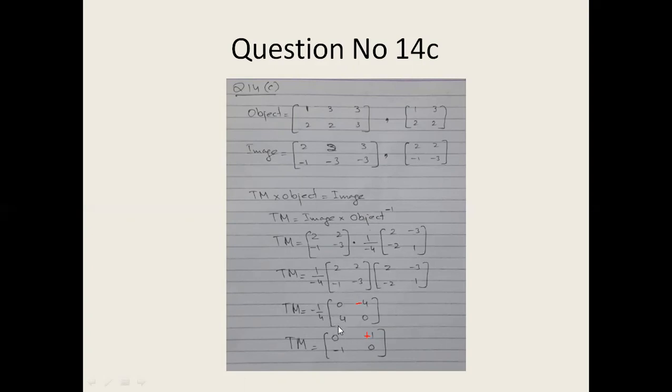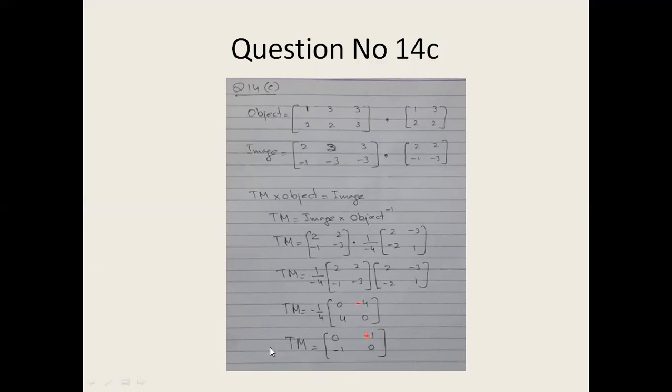So minus 2 plus 6 is 4. And then this row will multiply with this column. So -1 multiplied by -3 is 3, and -3 multiplied by 3 is -9... in total, 3 minus 3 is 0. So you will have -1 by 4 into the matrix 0, -4, 4, 0. When this -1 by 4 multiplies with these entries, you will have 0, here you will have +1, here you will have -1, and 0.